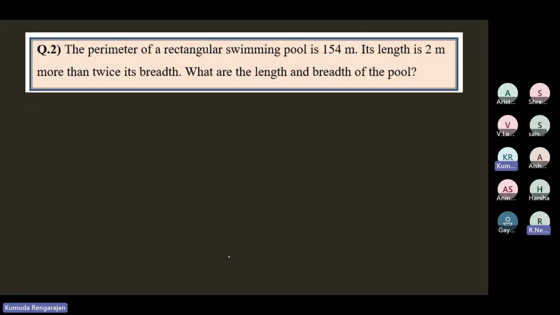Next one. The perimeter of a rectangular swimming pool is 154 meters. Its length is 2 meters more than twice its breadth. So see here, you can do this in the rough column, or let me say explanation, okay? Please watch me write on the screen, children. Length is, meaning equal to, 2 meters more than twice its breadth.